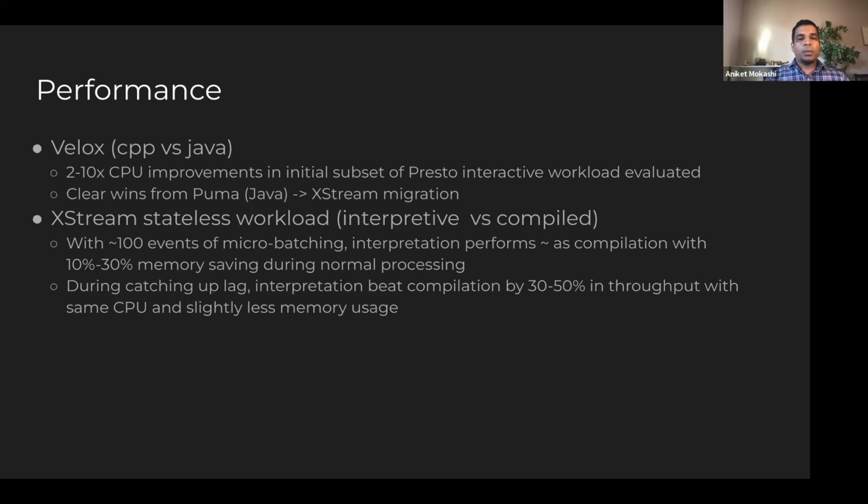And even just from codegen versus interpretive, we have seen a lot of improvements just by using this vectorized engine. With batching of 100-ish events, the compilation we can save up to 10 to 30% memory, and then just during catch up of a lag, we can easily see the throughput increase by 30 to 50%, with the same CPU and even slightly less memory. So overall, this kind of architecture has given us a lot of benefit and edge over the previous architectures we have had.